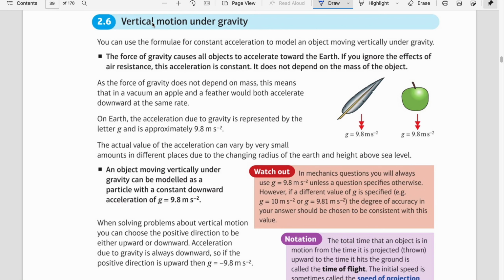So basically, when we talk about vertical motion under gravity, it is not very different from the concepts we've been doing. There's only one change: acceleration is now equal to free fall, which is 9.8 meters per second squared. So in this case, the motion would be vertical.